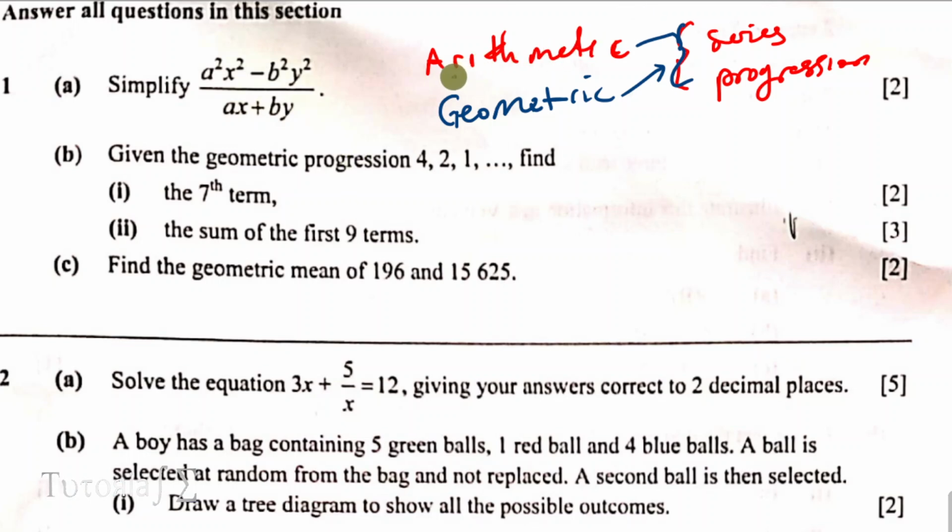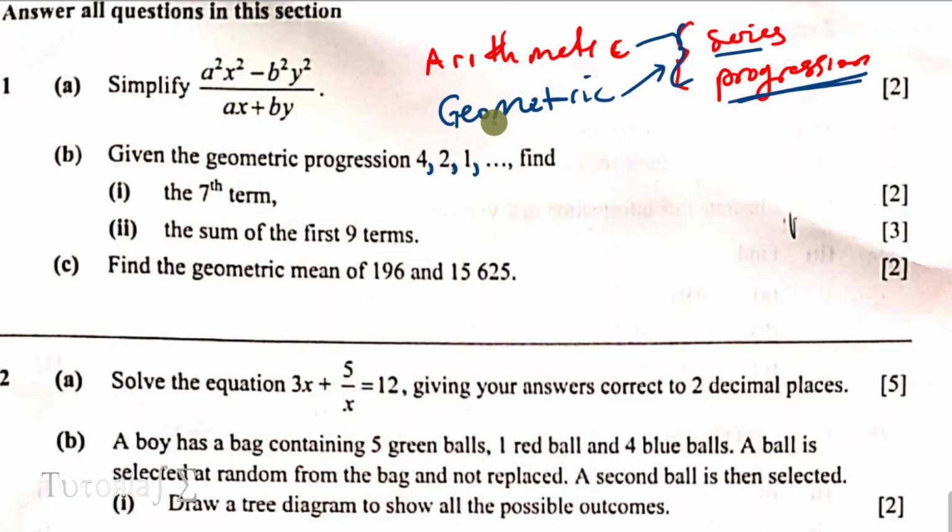So what is the difference between a series and a progression? Very simple. A progression has numbers in a pattern separated by commas. So we see that there is a pattern of numbers here from 4 to 2 to 1 and so on and so forth. So this pattern continues. And when you see numbers separated by a comma, you know that it is a progression, either arithmetic or geometric. I'm going to tell you how to know if that is an arithmetic progression or a geometric progression.